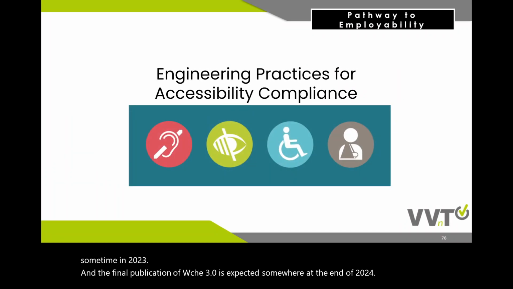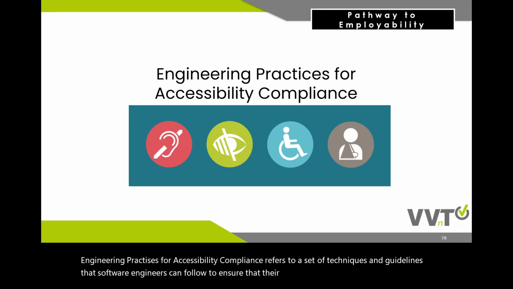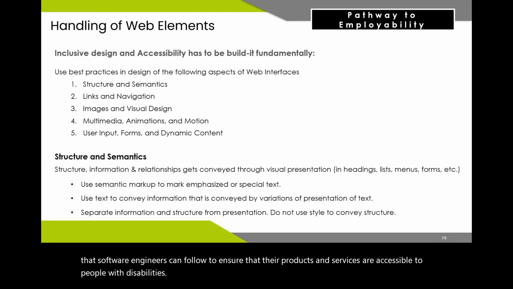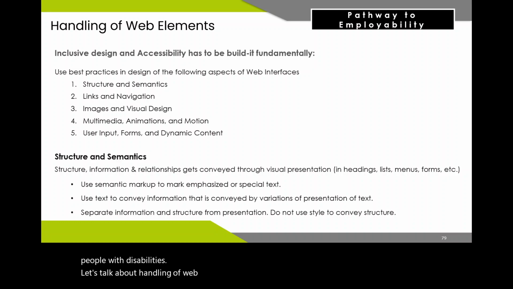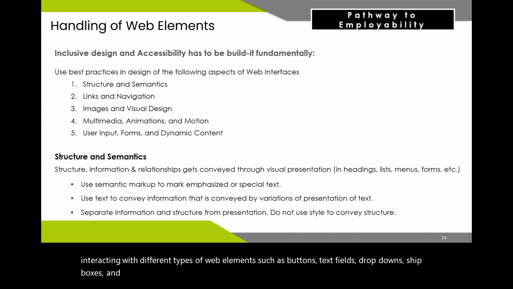Engineering practices for accessibility compliance refers to a set of techniques and guidelines that software engineers can follow to ensure that their products and services are accessible to people with disabilities. Let's talk about handling of web elements. Handling of web elements refers to the process of interacting with different types of web elements such as buttons, text fields, drop-downs, checkboxes, and radio buttons, etc. using various methods and techniques.